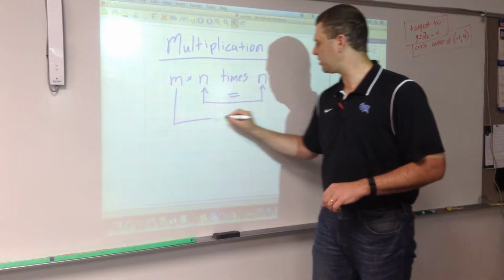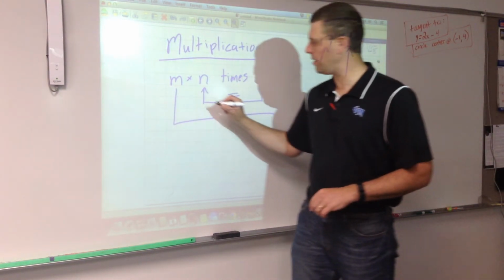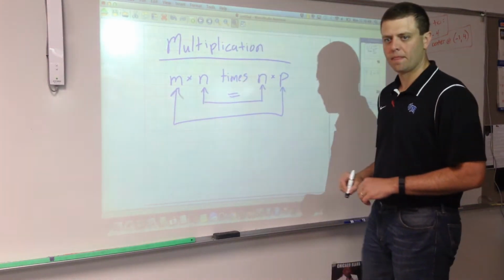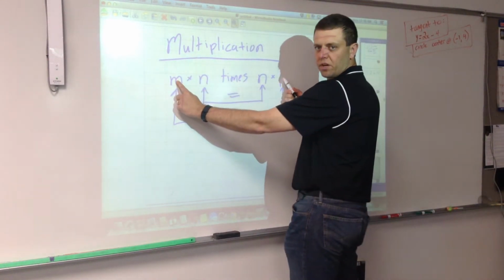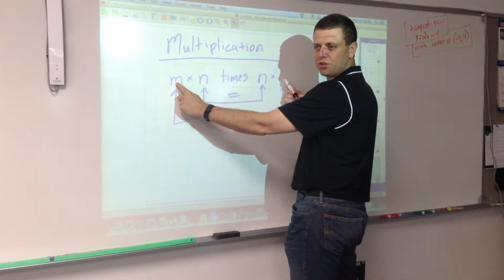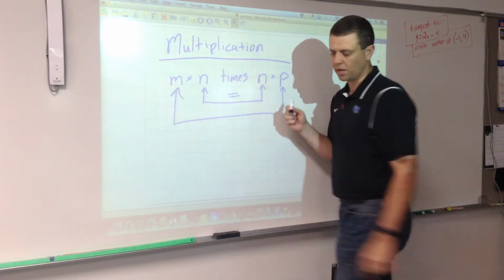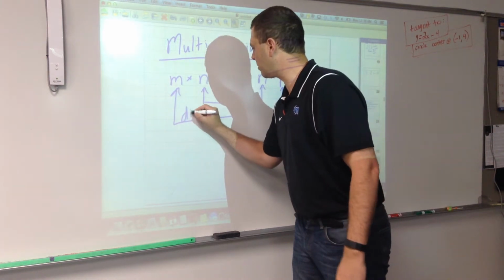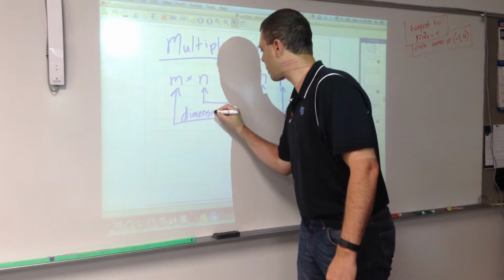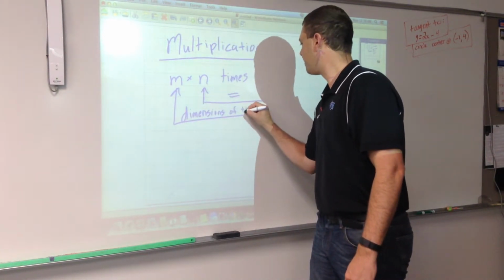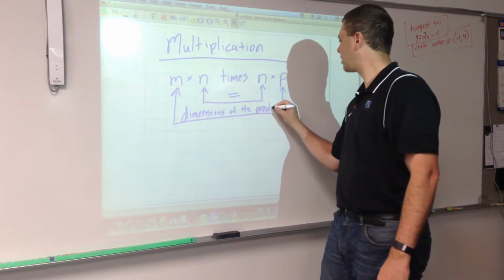Then these, whatever values these are, okay? Whatever numbers these are, these become the dimensions of your answer, or the dimensions of the product. Okay? So these are the dimensions of the product.